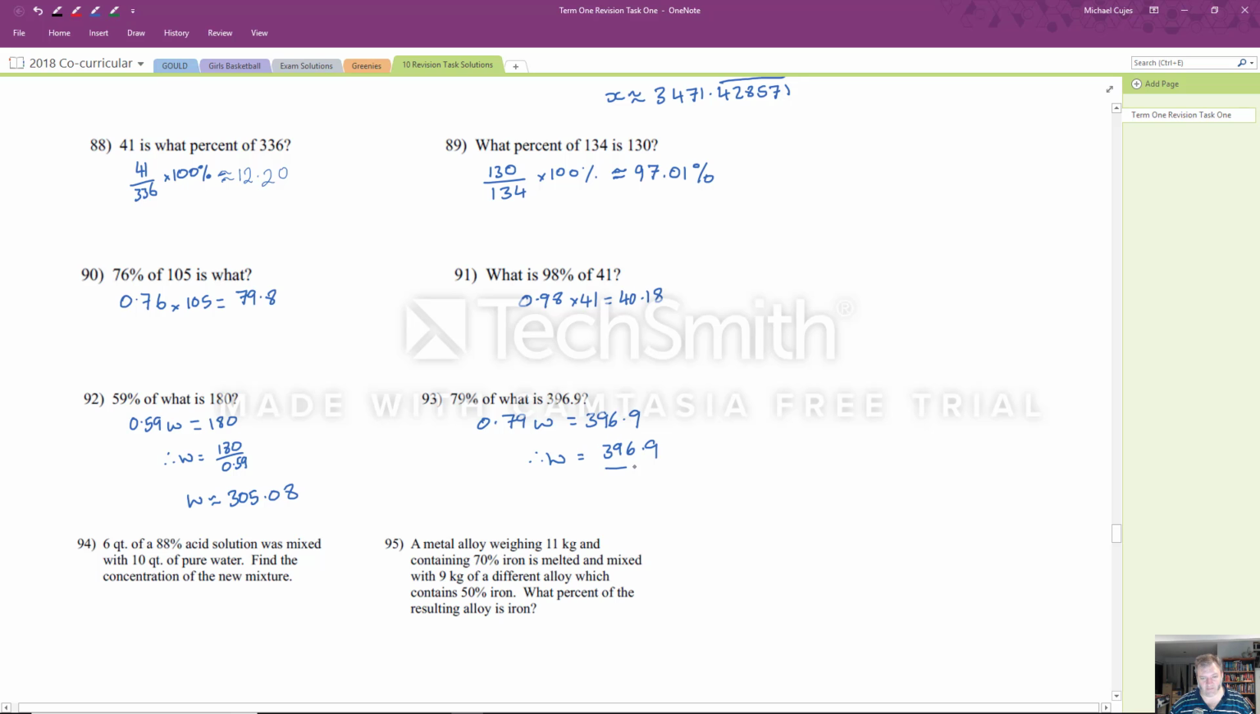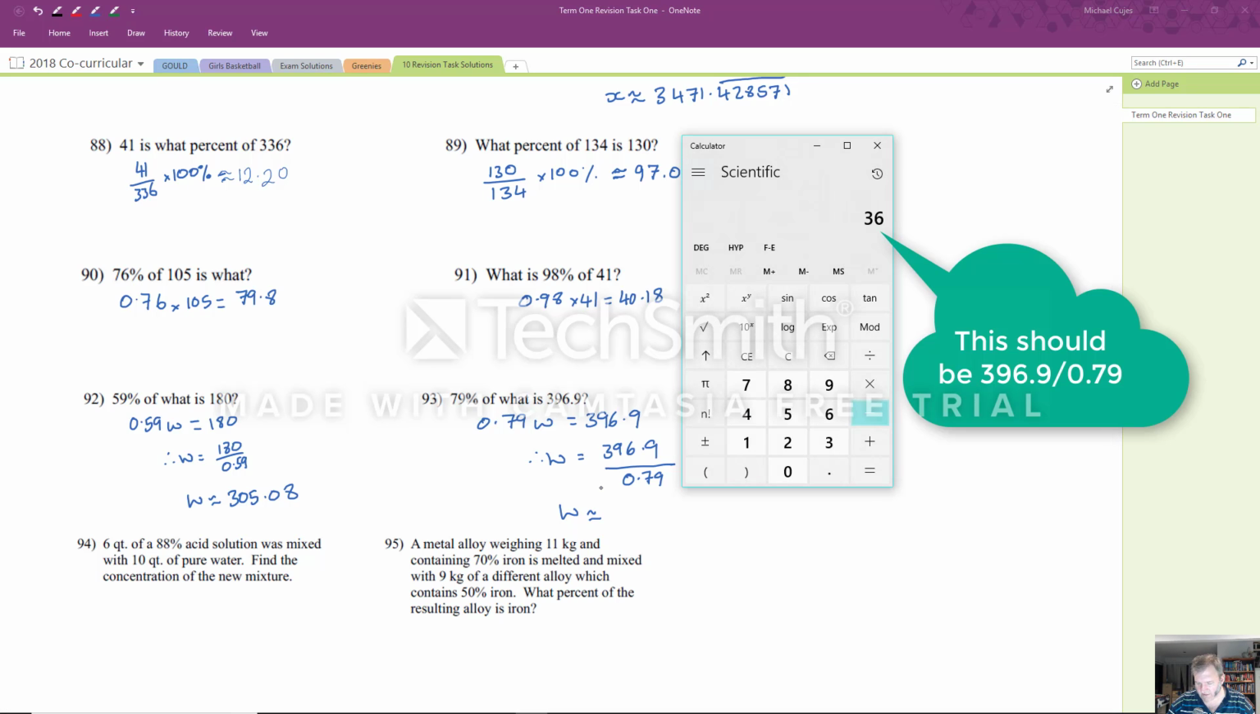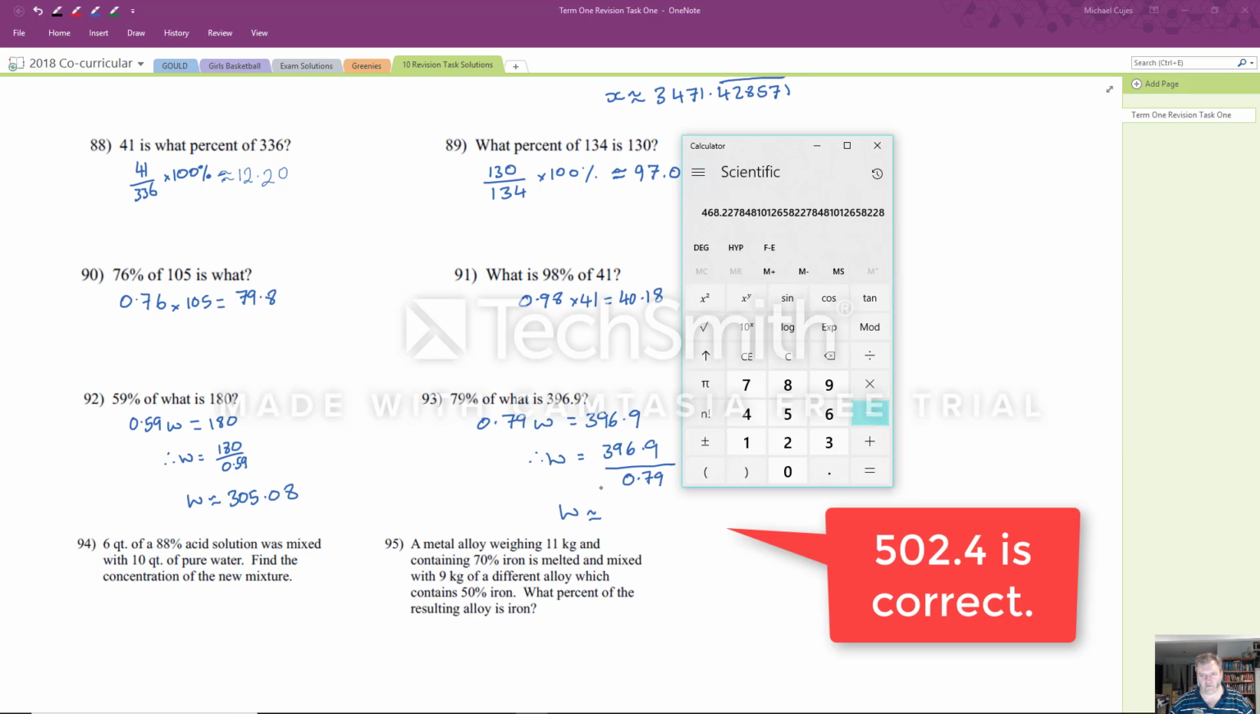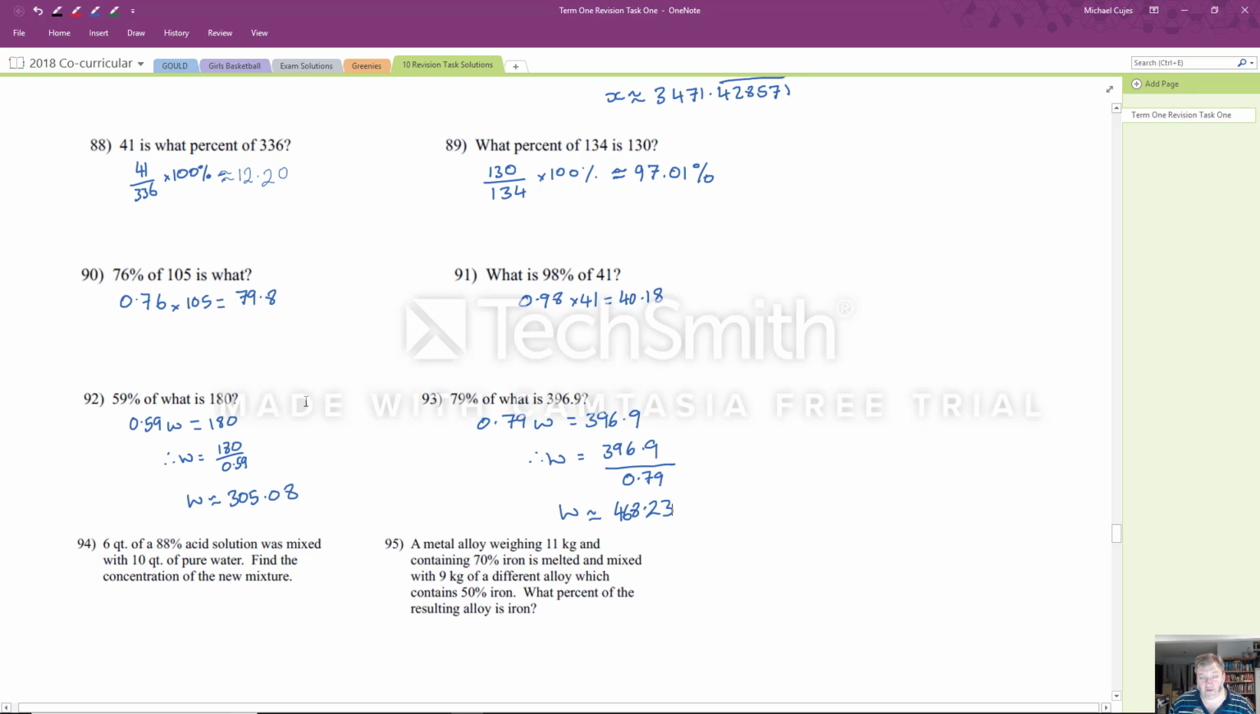396.9 divided by 0.79. W is approximately equal to, let's have a look, 396.9 divided by 0.79, 468.23, approximately equal to. Percentages, hopefully you found them nice and easy. We're going to get on to the last few challenging questions.